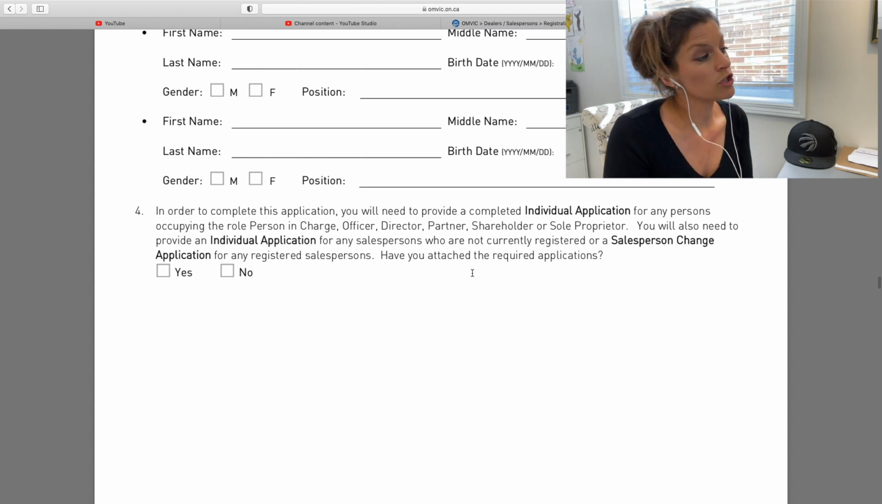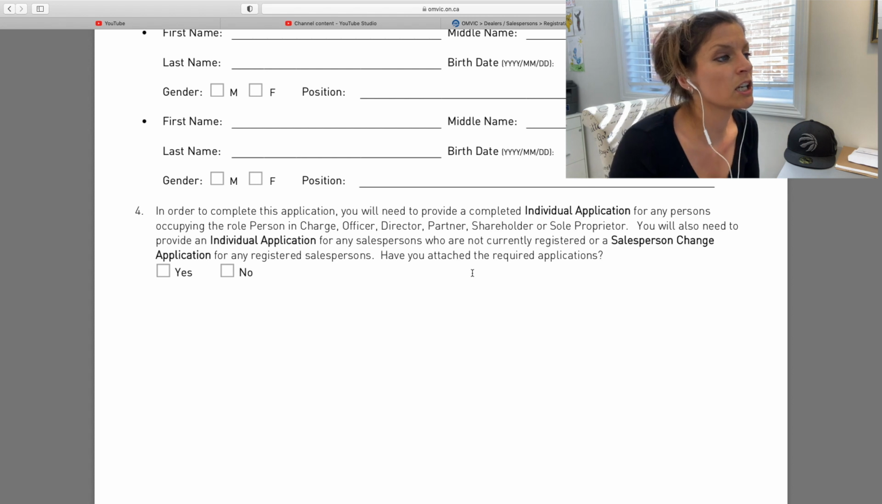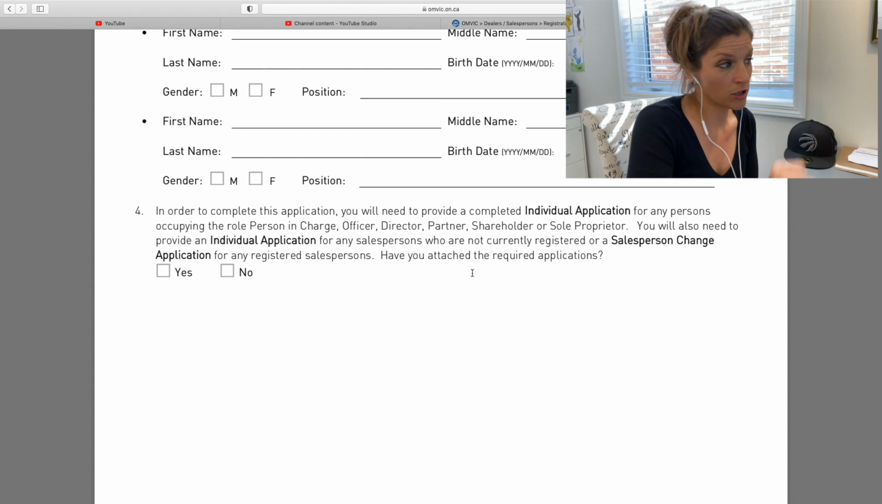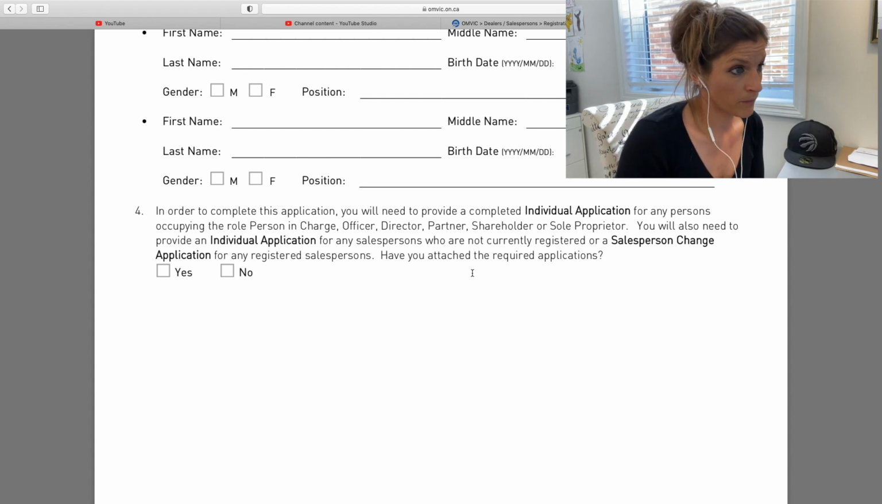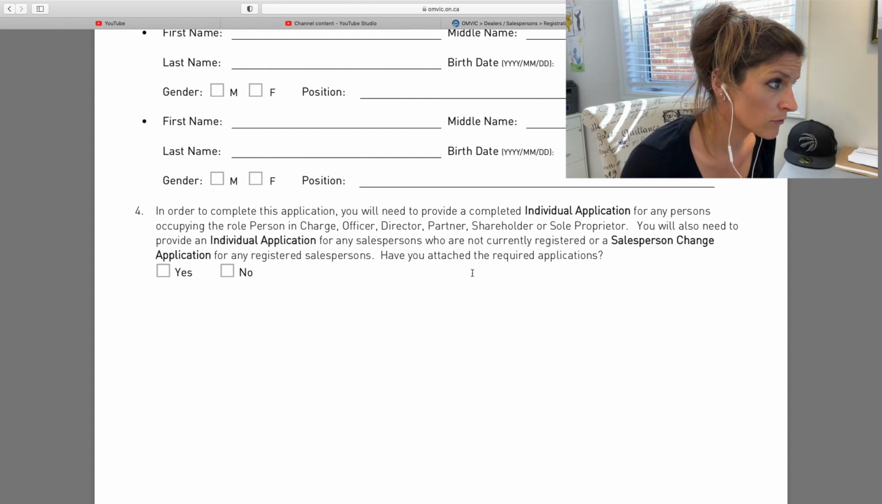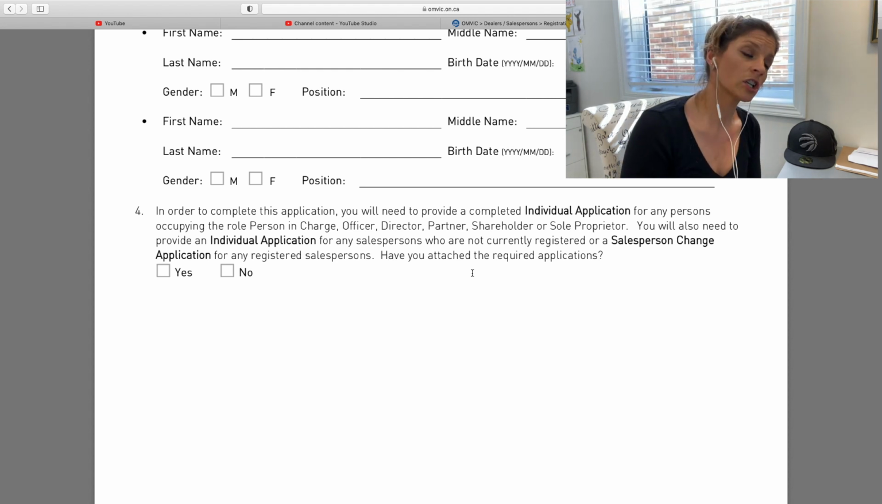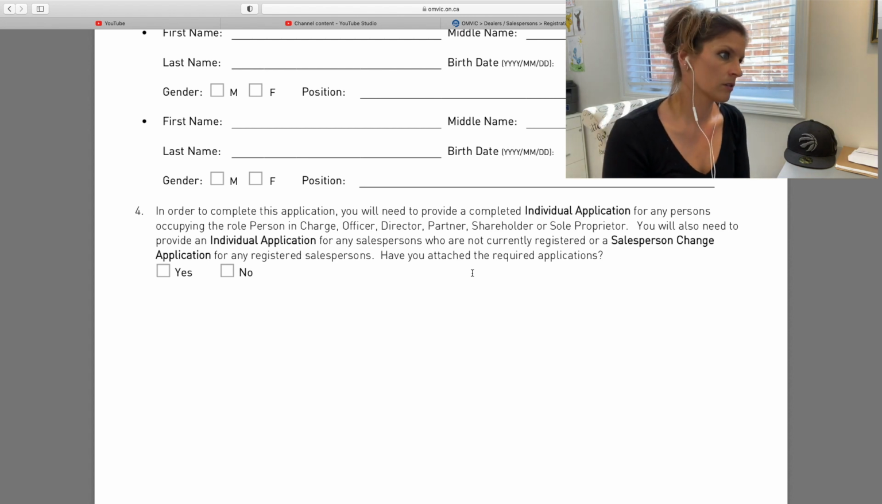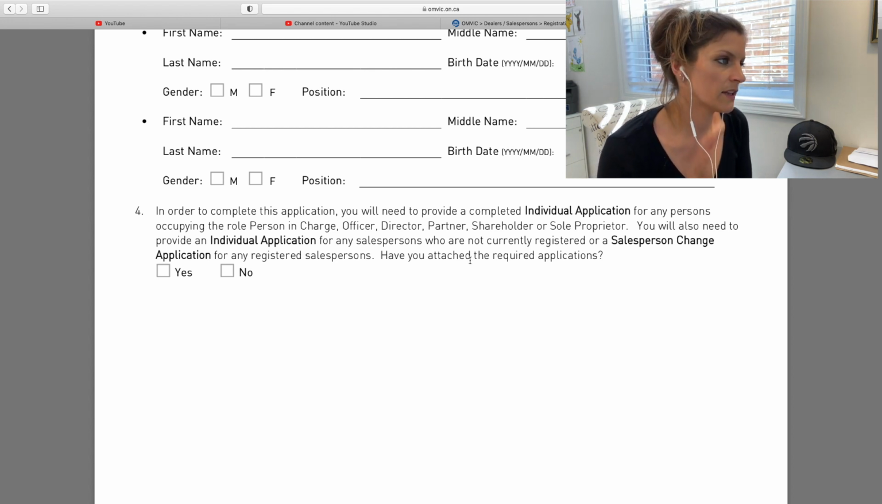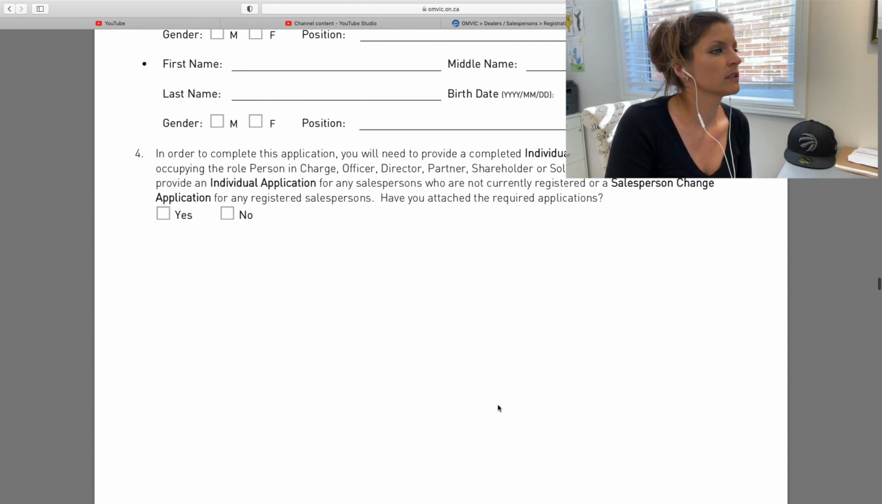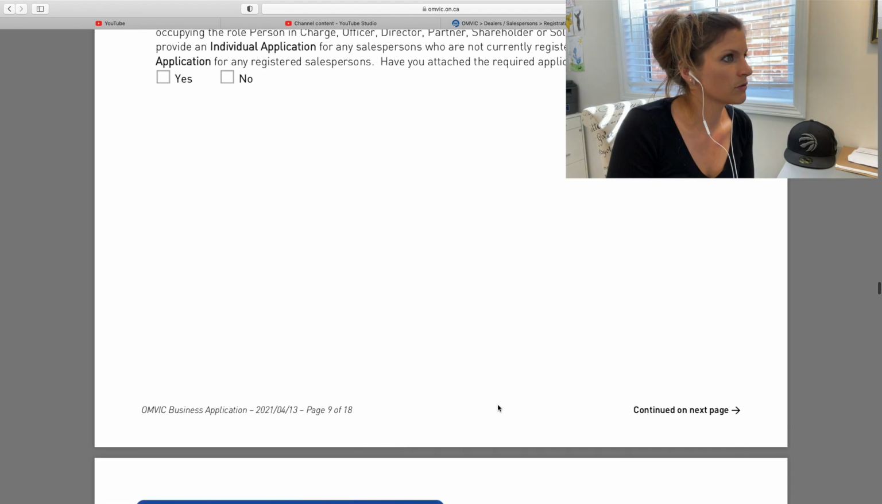Yes, and here we go. In order to complete this application, you will need to provide a completed individual application form for any person occupying the roles that you detailed above. So that's important. You will also need to complete an individual application for any salesperson who is not currently registered as a salesperson, right? And they're just reminding you, have you attached the required applications? Yes or no? So make sure you do that.